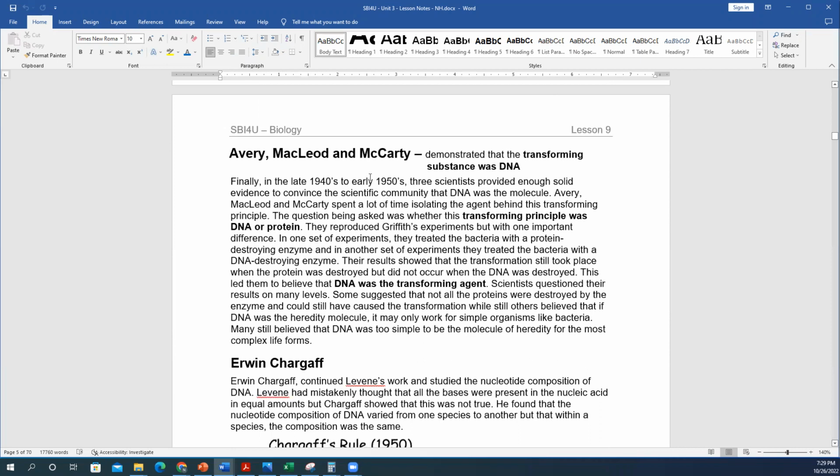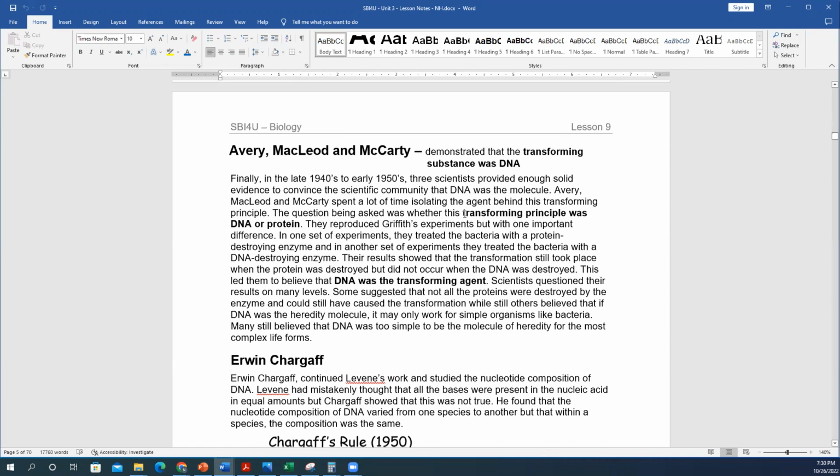And then the group of Avery, McLeod, and McCarty, they were the ones that demonstrated that the transforming substance in that previous experiment was DNA, because up until that point, it was still a question as to whether it was the DNA or protein that was the transforming principle.